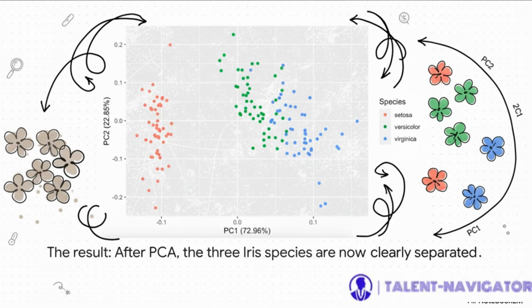And here it is. This is the payoff. Remember our messy flower data from before? This is what it looks like after PCA. Those groups that were overlapping, they're now beautifully separated along our new axes, PC1 and PC2. We didn't lose the important information. We just found a much better way to look at it.